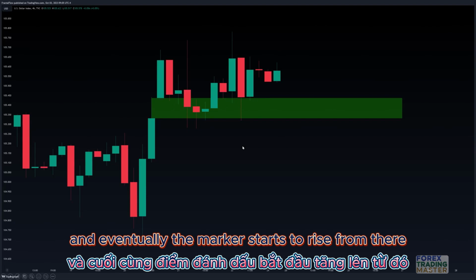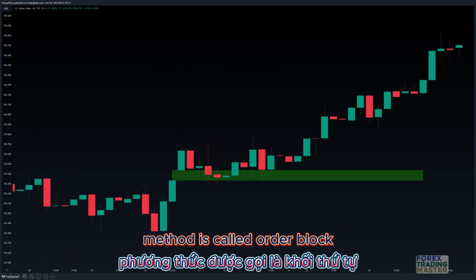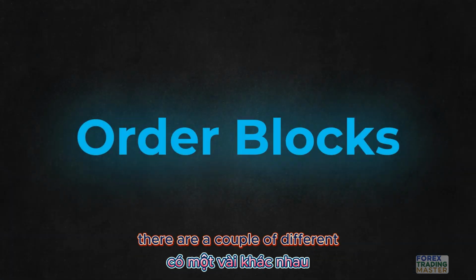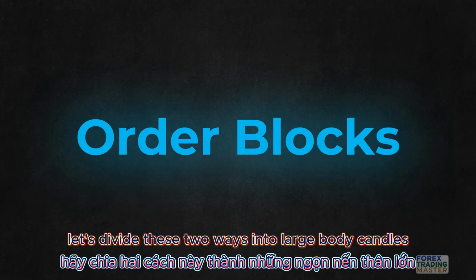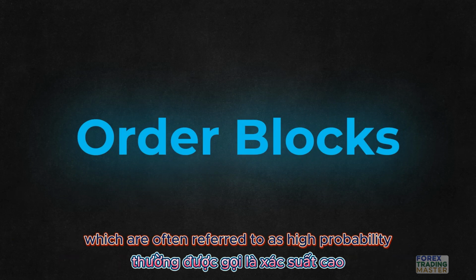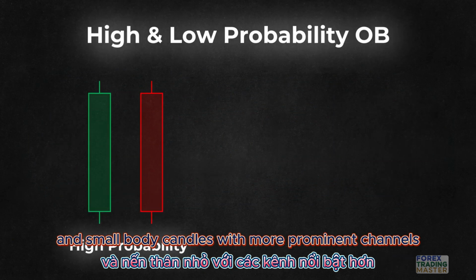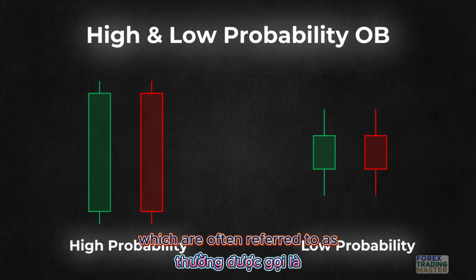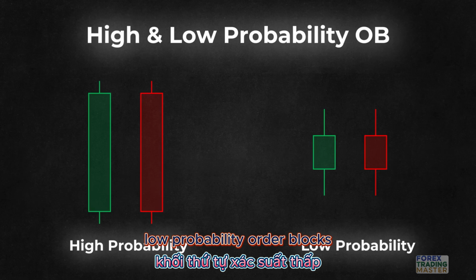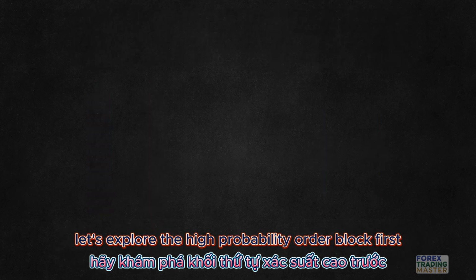Another important idea in the ICT method is called order block. There are a couple of ways of using order blocks. Let's divide these two ways into large body candles, which are often referred to as high probability order blocks, and small body candles with more prominent shadows, which are often referred to as low probability order blocks. Let's explore the high probability order block first.